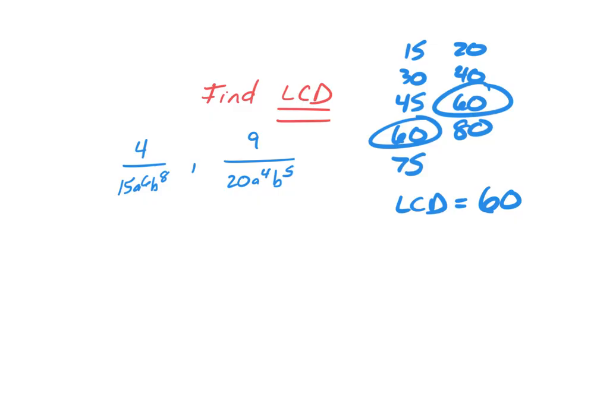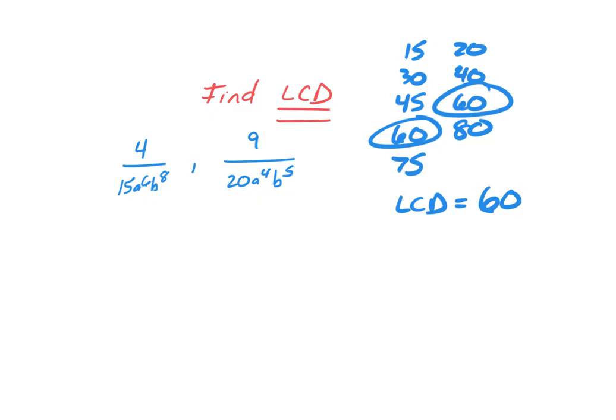Okay, A's. I have 6 A's over here. I have 4 A's over here. I got to figure out what is the lowest thing that they both go into. Okay? And when we did GCF last chapter, we said, what's something that goes into both of those? So we were looking for the highest thing that we could take out.